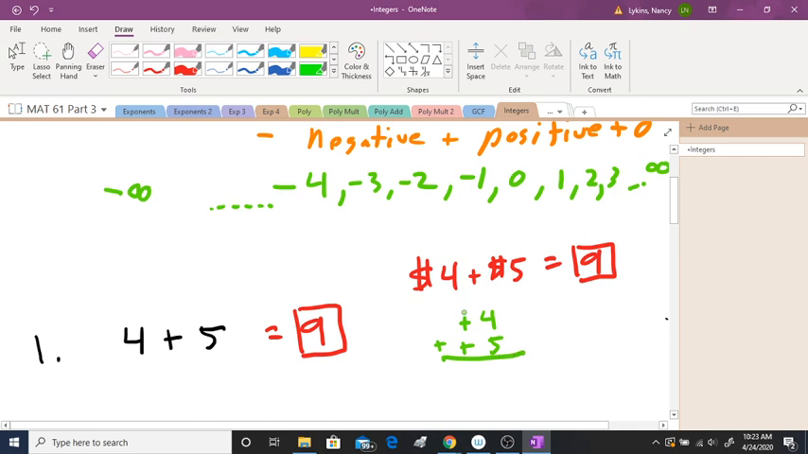So take a look at this. When you have two of the same sign, the sign is positive and it's 9. But in math, we do not put this positive sign. Now, if it was negative, we would keep the negative sign. So this is also why the answer is 9.